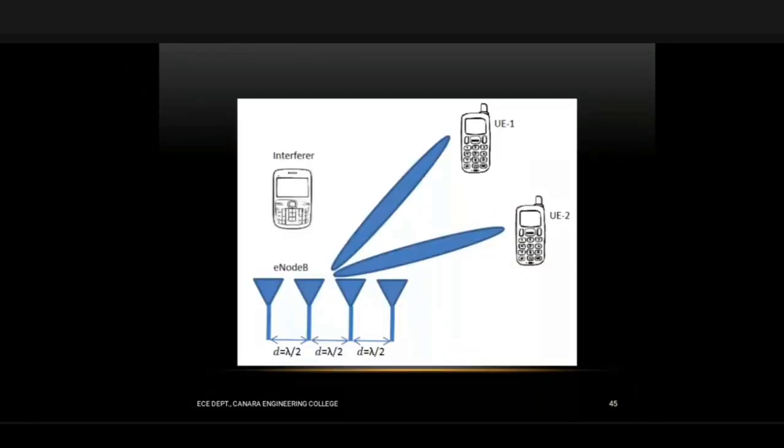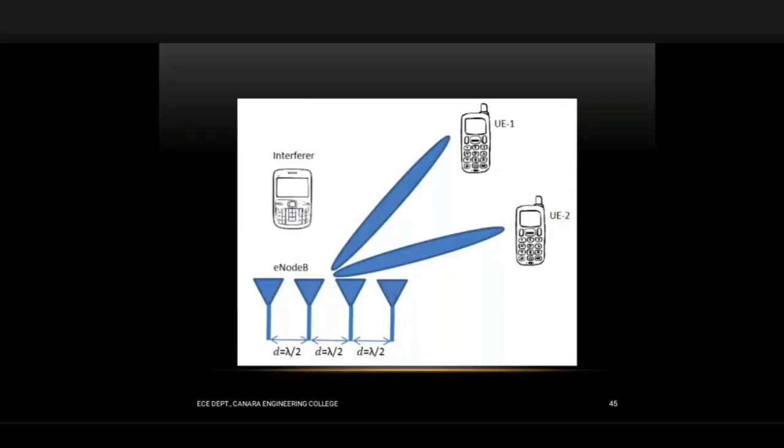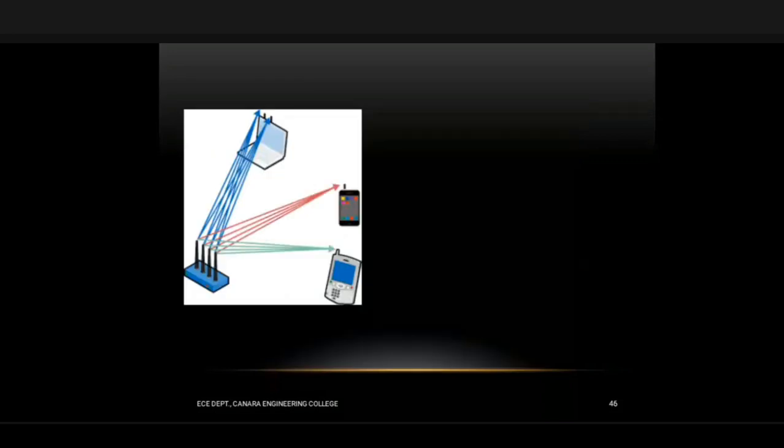So this is a four antenna array, and this is just an illustration. So what can you do with beamforming? Interference can be avoided because you can easily beam the signal towards a particular mobile phone. Okay, so another example is given.